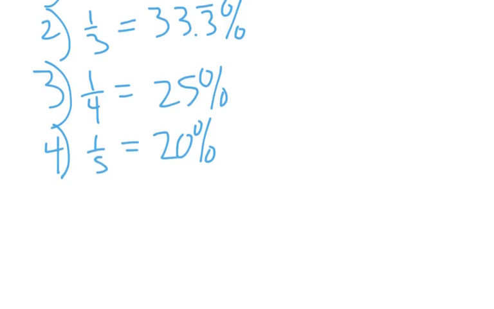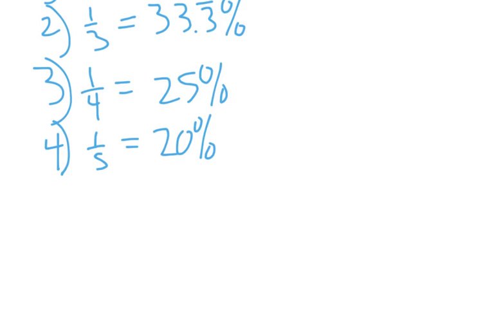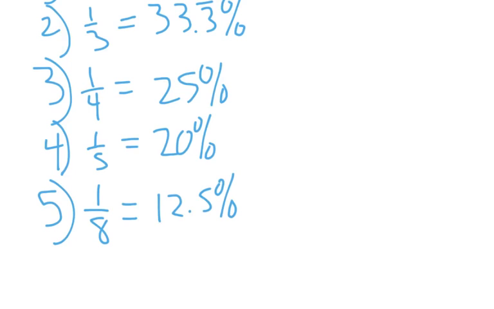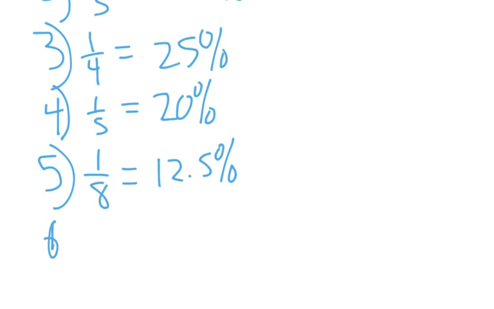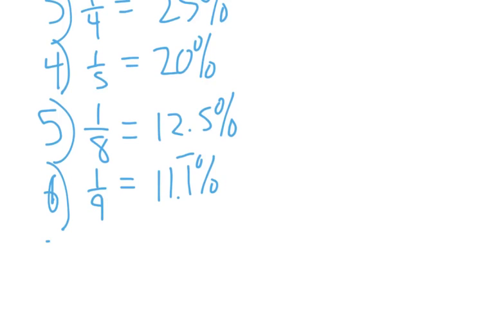Now we're going to jump the gun a little bit here. It'd be nice if you know what 1/6 and 1/7 are, but you don't necessarily need to know what they are. So we can jump over to 1/8, which is going to equal 12.5%. And then number 6, the sixth one we should know is 1/9, which is equal to 11.1 repeating percent. And finally, 1/10 is equal to 10%. Now these are the ones that you should just have committed to memory.